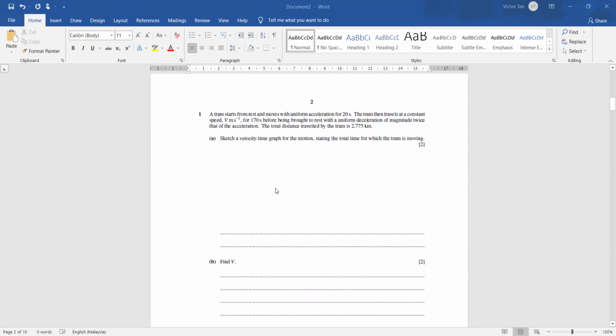The tram starts from rest and moves with uniform acceleration for 20 seconds. The tram then travels at a constant speed v meters per second for 470 seconds before being brought to rest with a uniform deceleration of magnitude twice that of the acceleration. The total distance traveled is 2.775 kilometers. Sketch a velocity time graph for the motion, stating the total time for which the train is moving.